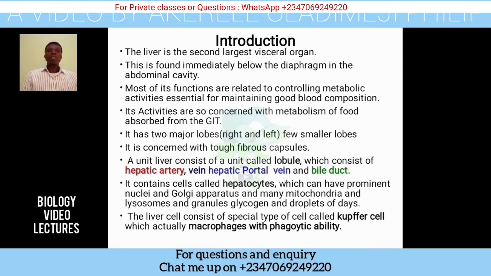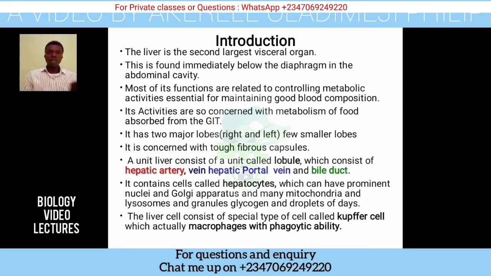Now a unit of liver consists of different things, and that unit is called a lobule, and it consists of hepatic artery, hepatic vein, then hepatic portal vein, then bile duct. That means there are four components in a lobule. So those are the things you see in a lobule of the liver.